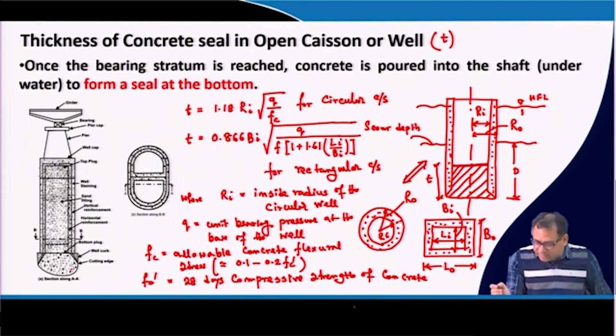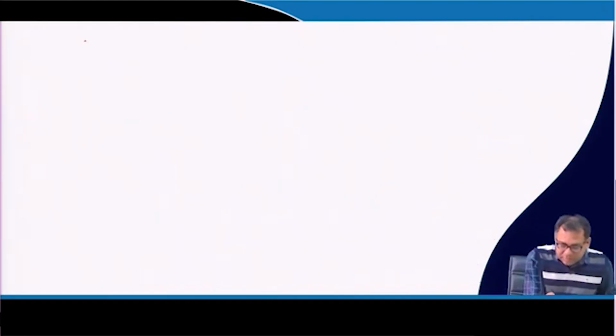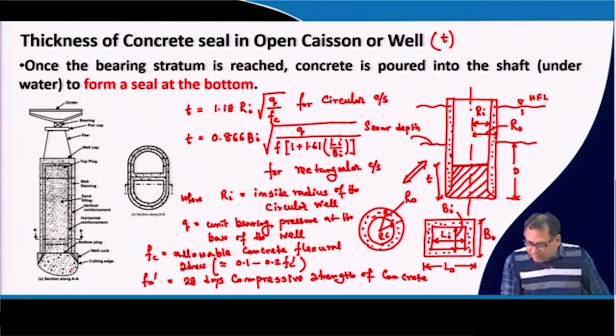For this, I can write one more thing: Q is equal to, here. In this equation, Q is the pressure which is acting at the base. So what is the pressure acting at the base? The downward stress acting due to the concrete seal, and the upward stress acting due to the buoyancy force. So the net stress which is acting at the base of this well is equal to Q.